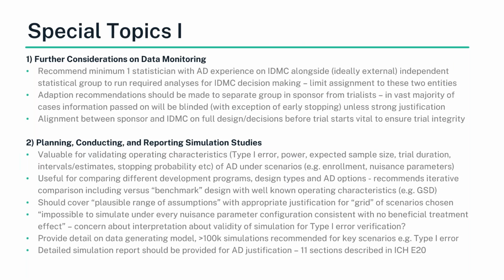And obviously you should be limiting group assignment knowledge to these entities as much as possible. Adaptation recommendations should be made to a separate group in the sponsor, apart from the trialists. So in the vast majority of cases, information passed will be blinded unless there's a strong justification. Basically, don't pass adaptation information to anyone who doesn't require it. Ideally, the sponsor would have its own small subcommittee in charge of adaptations that isn't interacting directly with the trialists themselves, so that they can make decisions that ensure trial integrity is maintained.